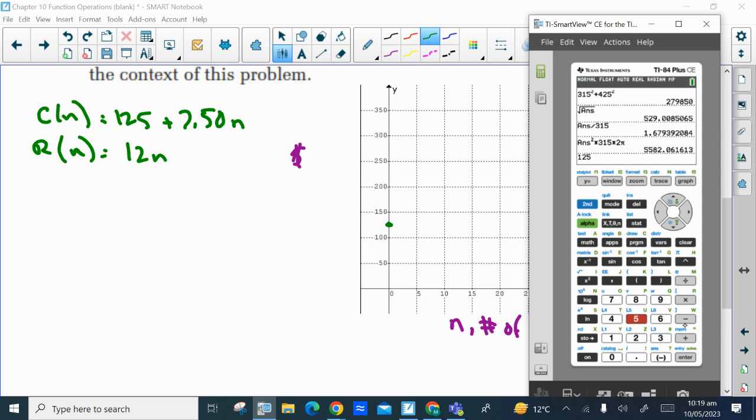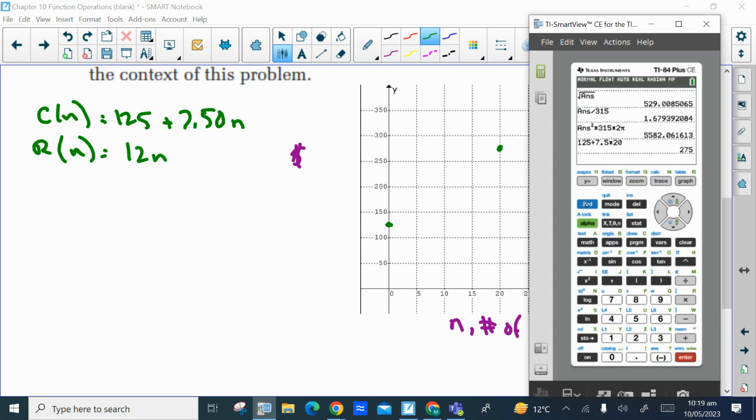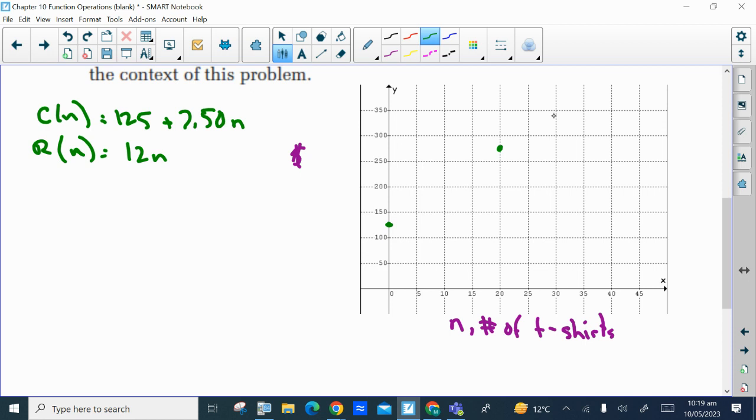The cost would be 125 plus 7.5 times 20. That's $275. When 20 shirts are ordered, the cost is going to be $275. So we can put that point on there. 20 comma 275 is right there. Let's change the 20 to 30. So if 30 shirts are ordered, the cost is $350. So 30 comma 350.